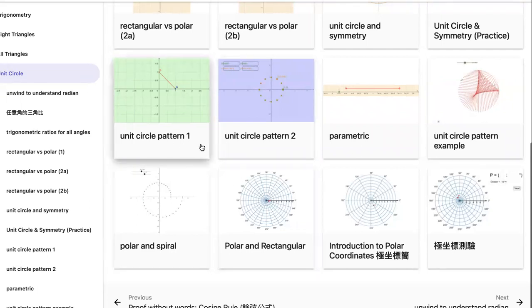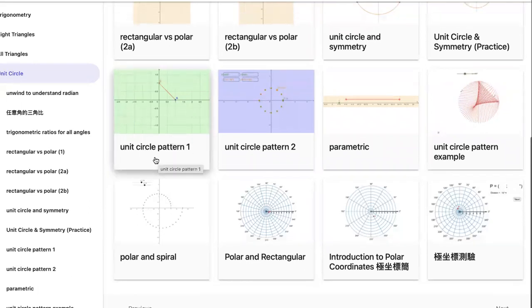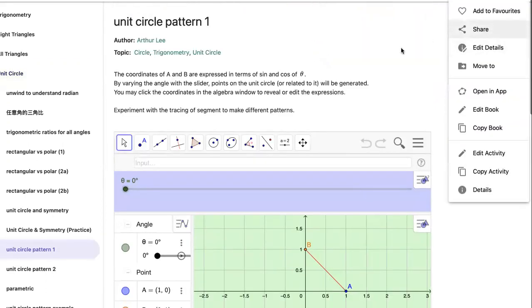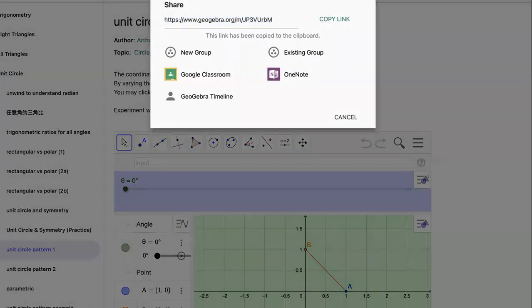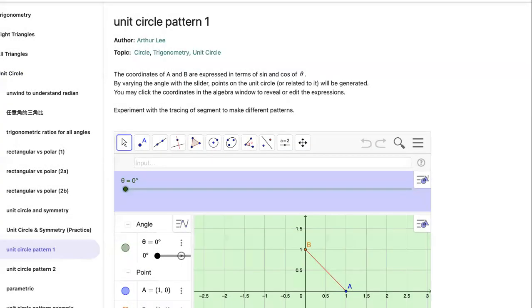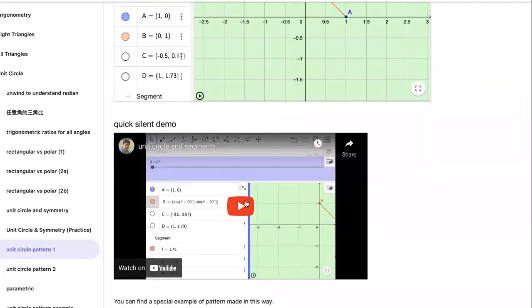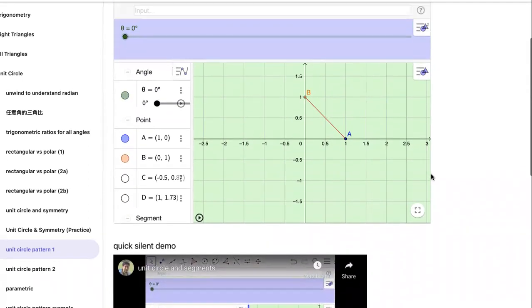okay, so you can see this file, unit circle pattern 1. Okay, it will show you some other things that you can do with the unit circle. Okay, so I click here, and also I copy the links in the chat area. Okay, can you find this one? Now this one, I also give you a video, right, to demonstrate how to make it. This one is relatively simple.